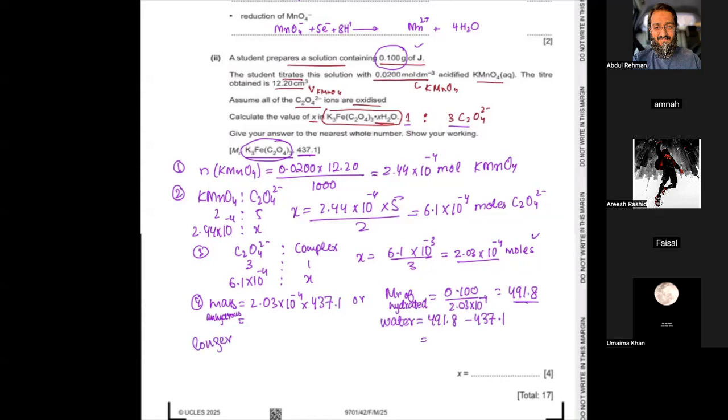54.7, that is the mass of water. And if you divide it with the MR of water, that will give you the value of 3. Thank you, Faizan and Arish. So the value of X is going to be 3. Is this clear?